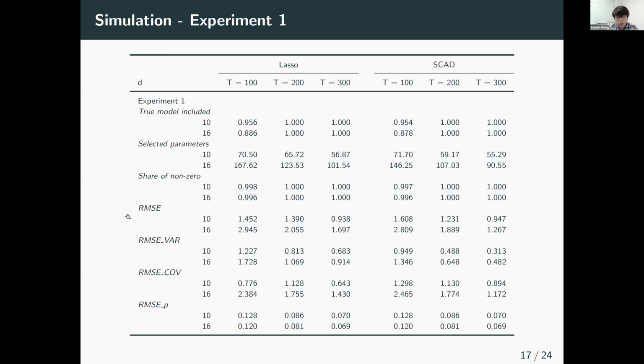And as you can see over here, if we look at the mean square error, as the sample size increases, we do seem to have some sort of estimation consistency going on. In terms of selection consistency, if we focus our attention on the number of selected parameters, as the number of selected parameters decreases, the percentage of iterations that include the true model also seems to be increasing. So that gives us some evidence that we have some sort of selection consistency going on.